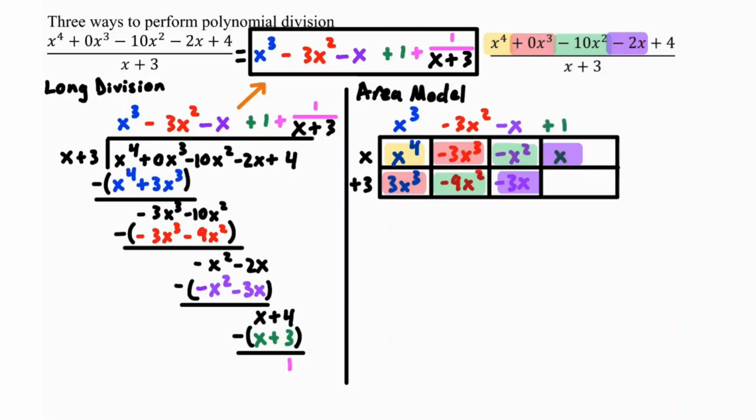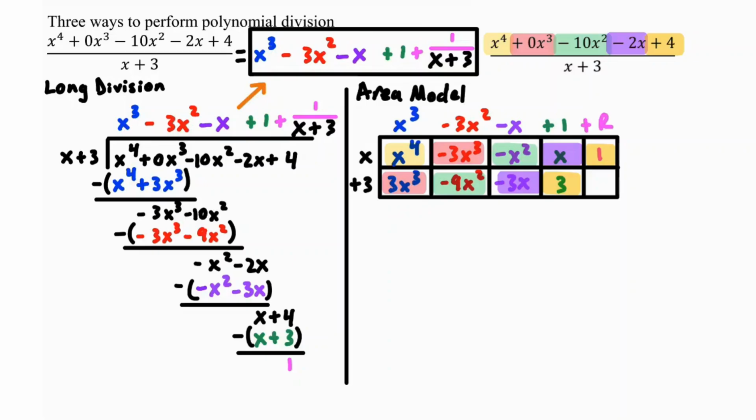So factor x away from that, you get positive 1. 1 times 3 gives you 3. Section it off. Lastly, we need a 4. We already have a 3, so we need a positive 1. Since x does not go into 1, this last column is our remainder.